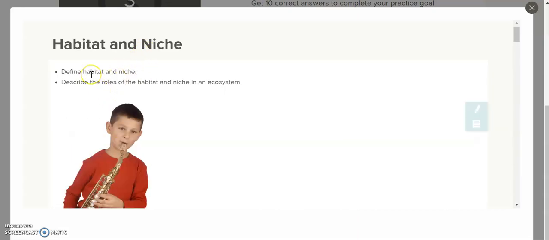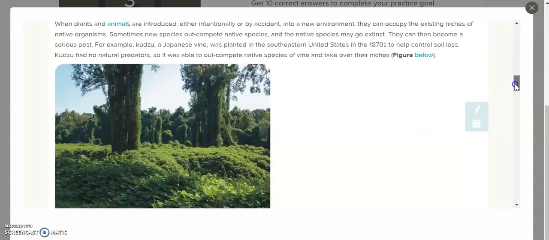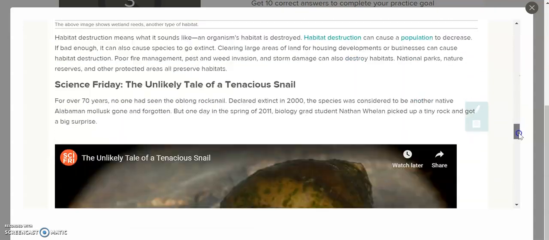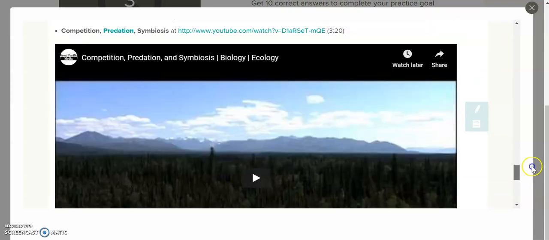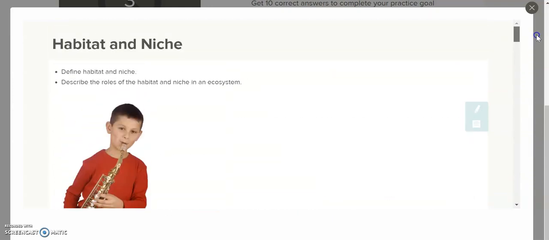Our goals for this are to define a habitat and a niche and describe the roles of those in an ecosystem. So I'm going to scroll down, kind of look at what I'm seeing here, see how much I have. It's not too bad. I got a video. Oh, we have multiple videos here. Okay, so let's go ahead and dive in.